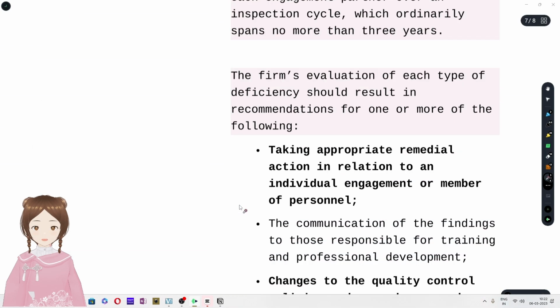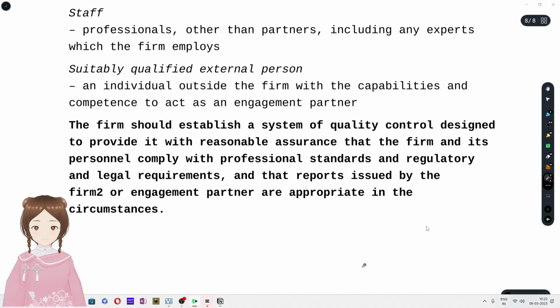If you see here in the summary, this is the objective of SQC1. We'll see first what the objective of SQC1 is. The firm should establish a system of quality control designed to provide it with reasonable assurance that the firm and its personnel comply with professional standards, regulatory and legal requirements, and that reports issued by the firm or engagement partner are appropriate in the circumstances. This is the objective of the firm.